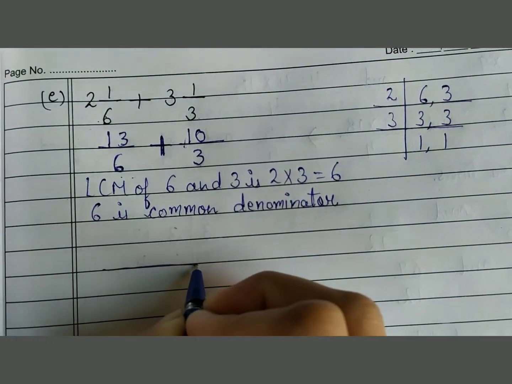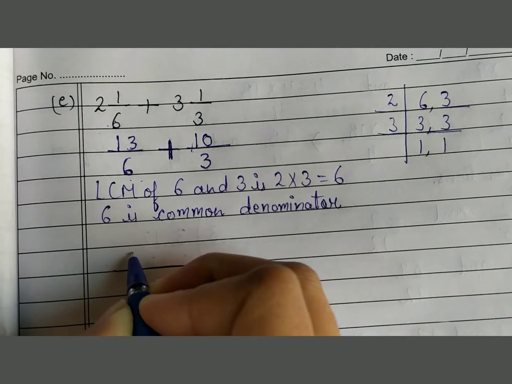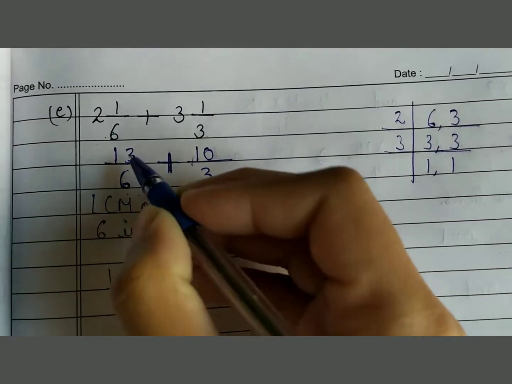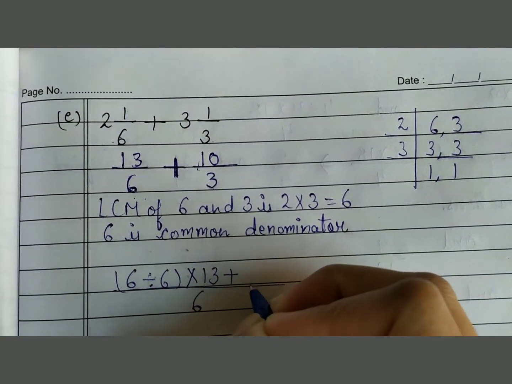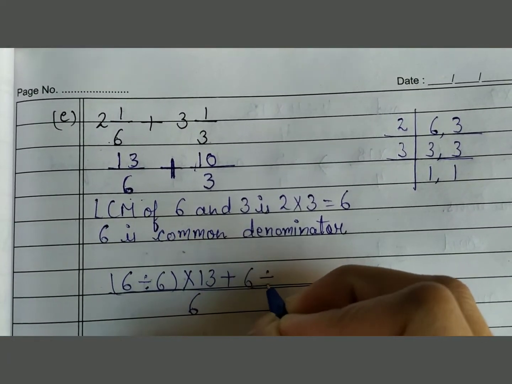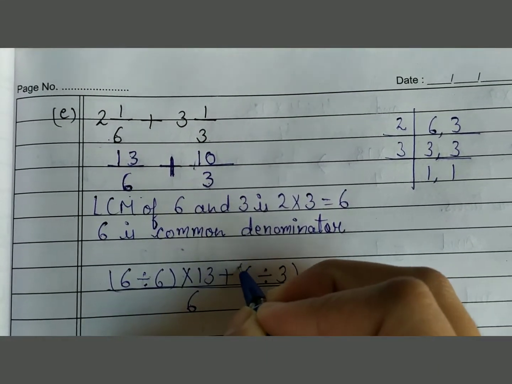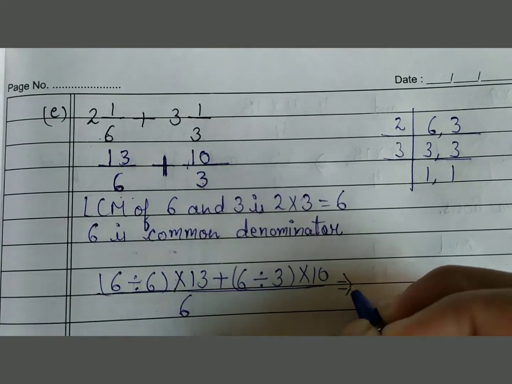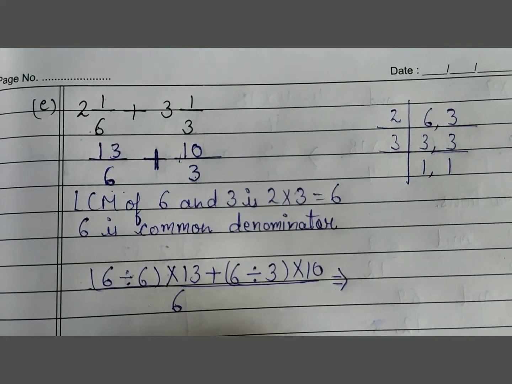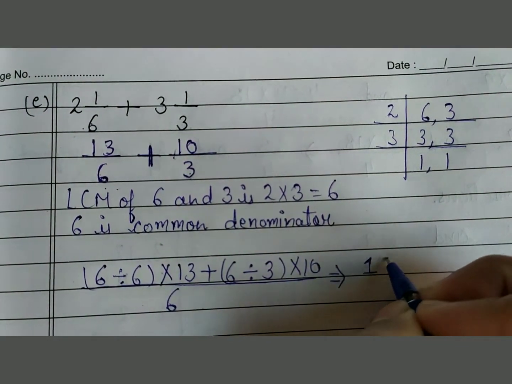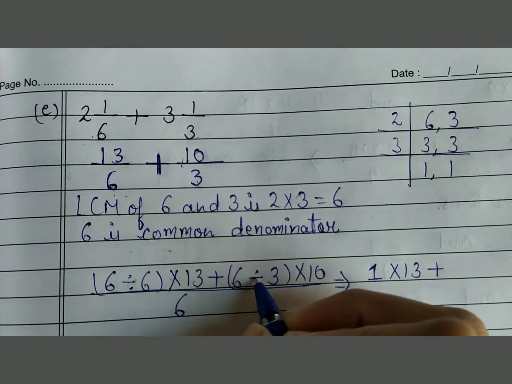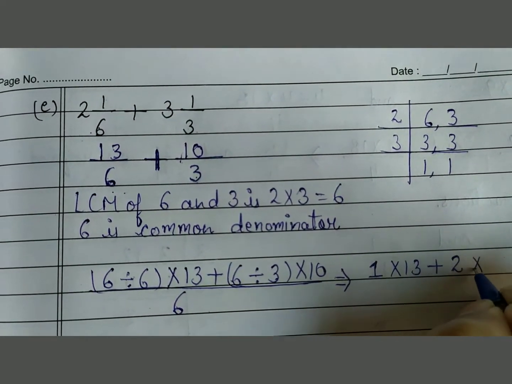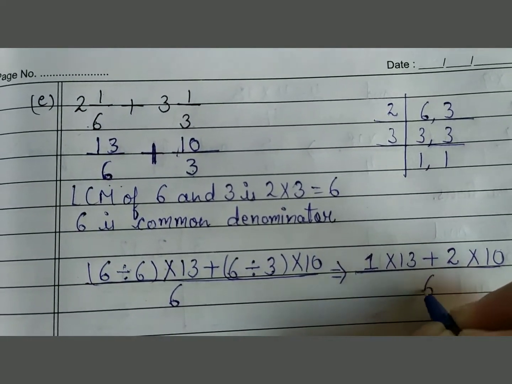Write 6 as a denominator. Again write 6 divided by 6, multiply by 13, addition sign. Again write 6 divided by 3, multiply by 10. Okay. 6 divided by 6, 1, multiply 13, add 6 divided by 3, answer is 2, multiply 10 upon 6.